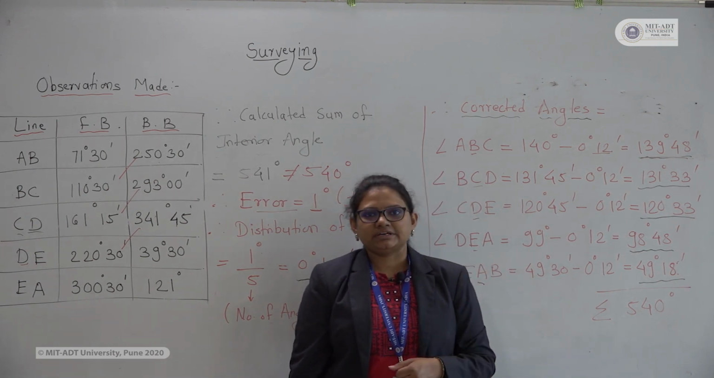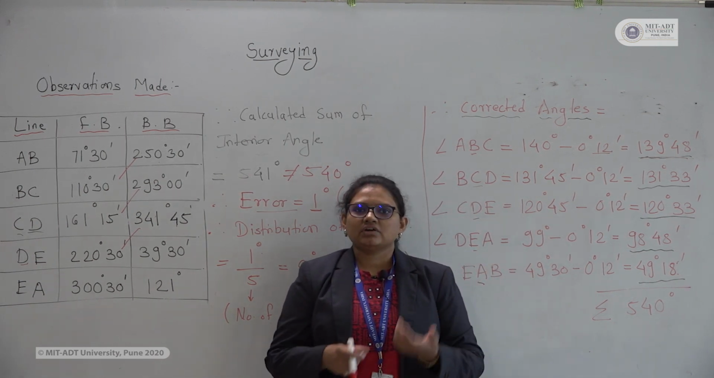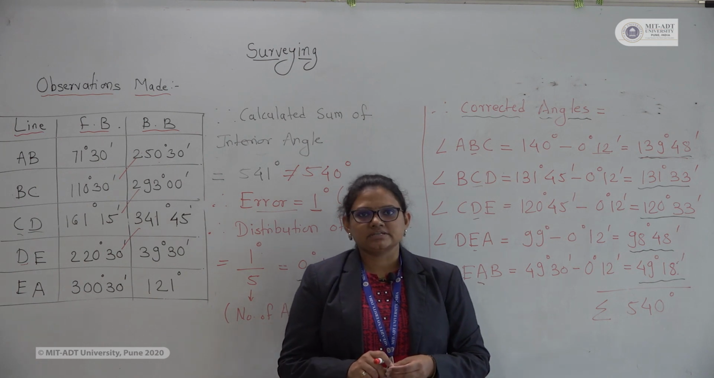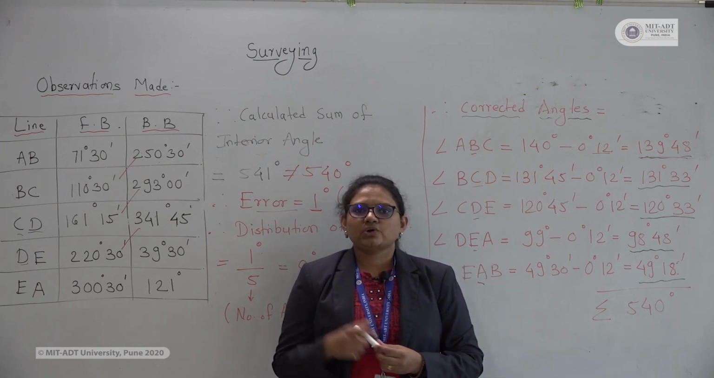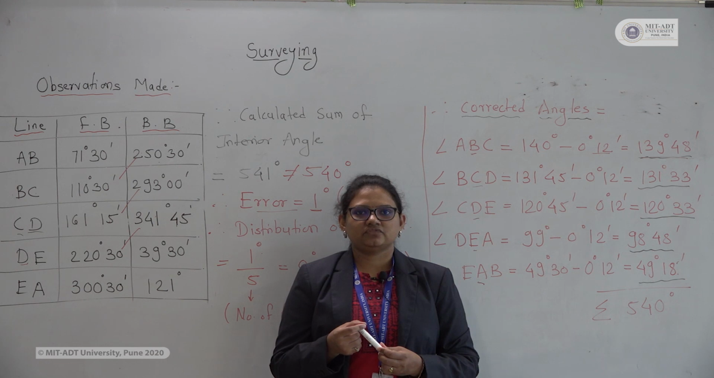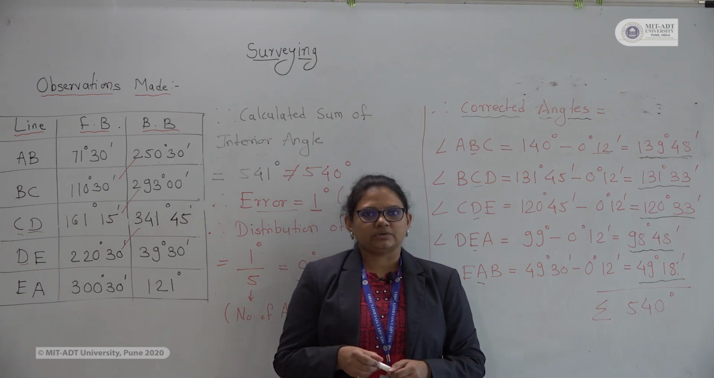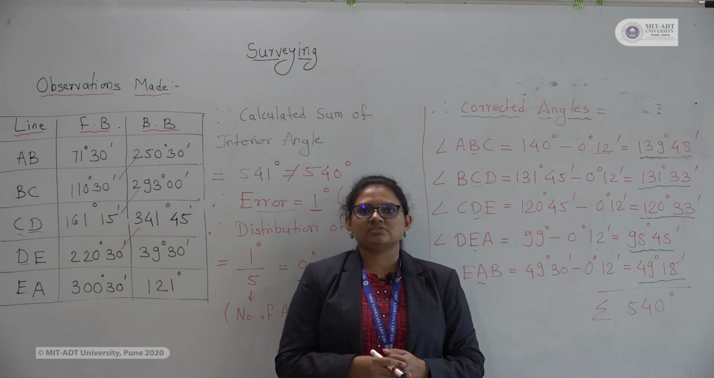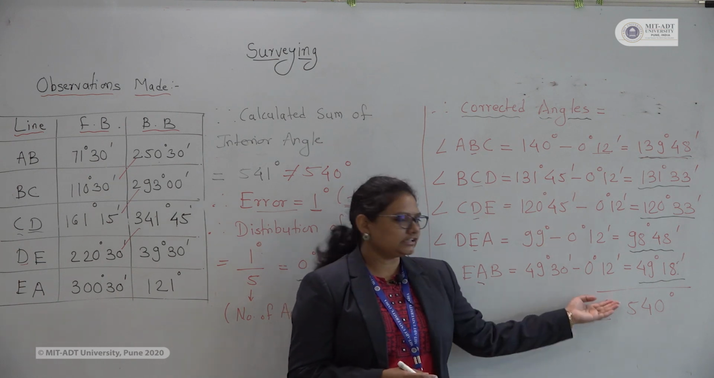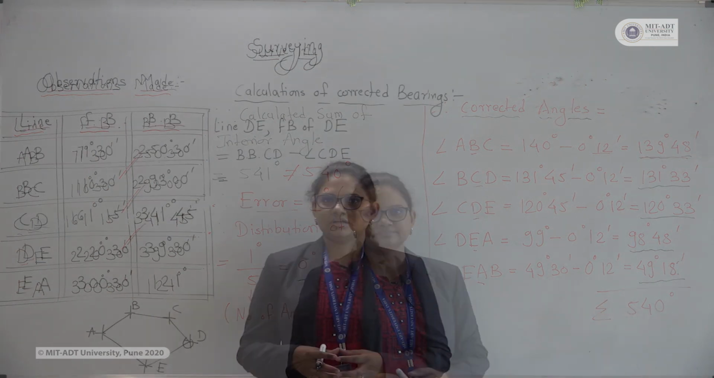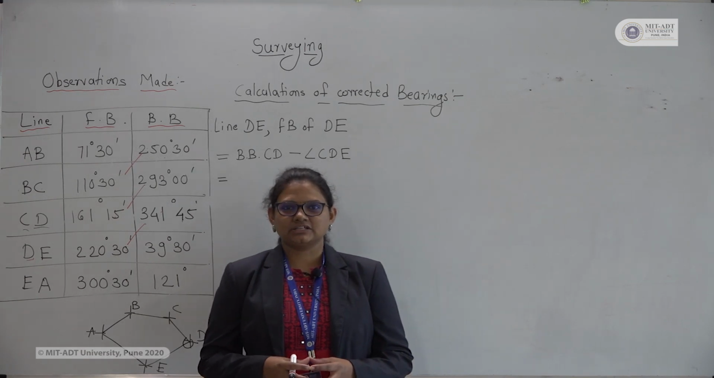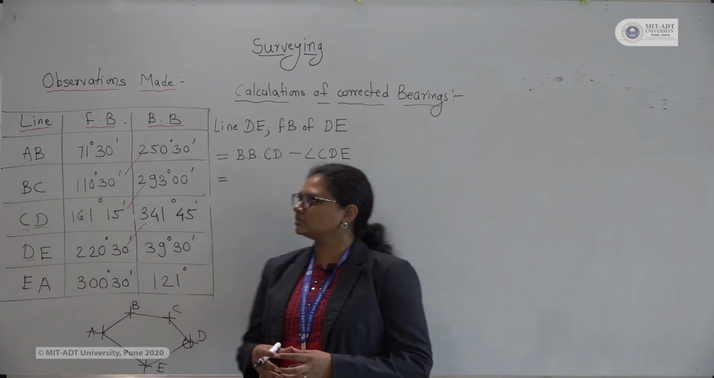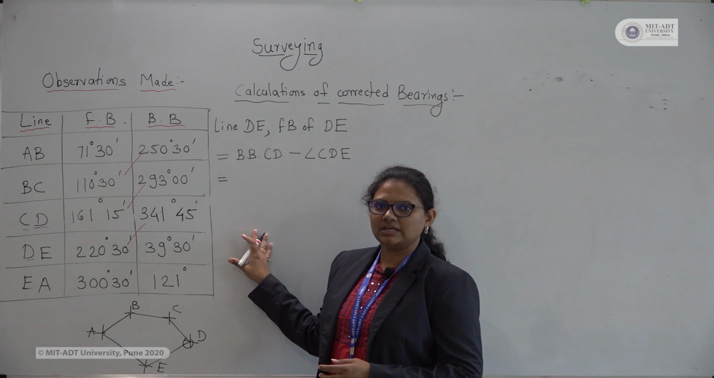Then we have calculated the included angles, then we have corrected the included angles. Now the remaining part is what? So we have to correct all the bearings of the different lines which we have calculated. For calculating these corrected bearings, we will take the help of the corrected included angles. So after finding the corrected included angles, we will now find out the corrected bearings of the different lines.